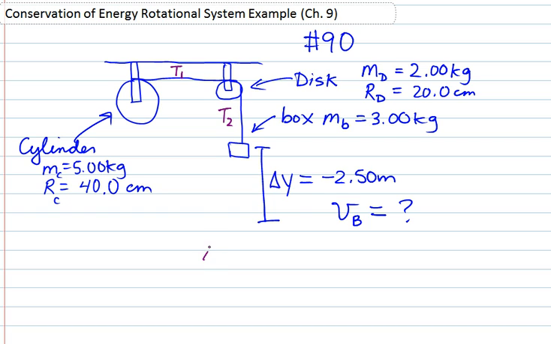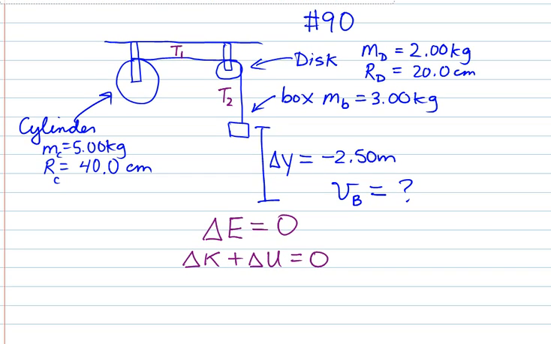Once again, we will say that the total change in energy is equal to 0. So the change in kinetic plus the change in potential is equal to 0. And now we just start setting these up. There are going to be 3 kinetic energy terms, and each of the initials are equal to 0. So height initial is equal to 0 and K initial is equal to 0 for the system, because it starts at rest.